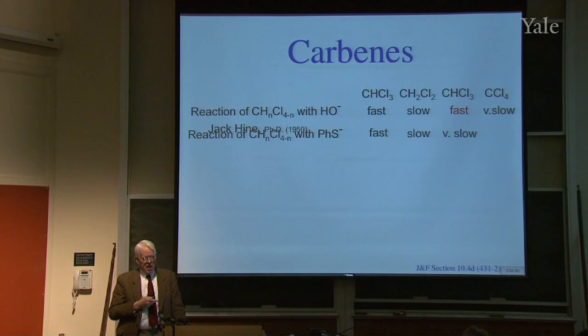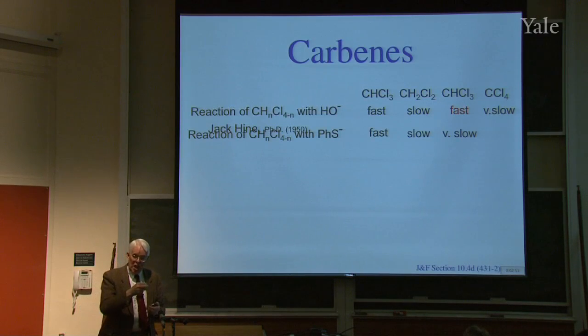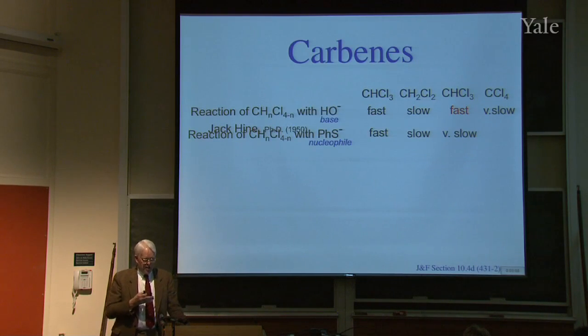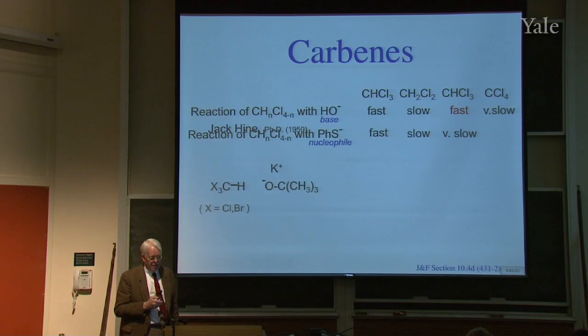Well, he also could study the reaction with this sulfur anion, which is a nucleophile, right? Hydroxide, smaller, better overlap with hydrogen, is a good base. But phenyl sulfide is better as a nucleophile, better at bonding to carbon. So it's the thing that would be doing the SN2 kind of reaction. And that is fast, slow, and very slow, which makes sense for chloroform. So it's something about OH minus being a base that makes chloroform unusual, Hine discovered, okay?